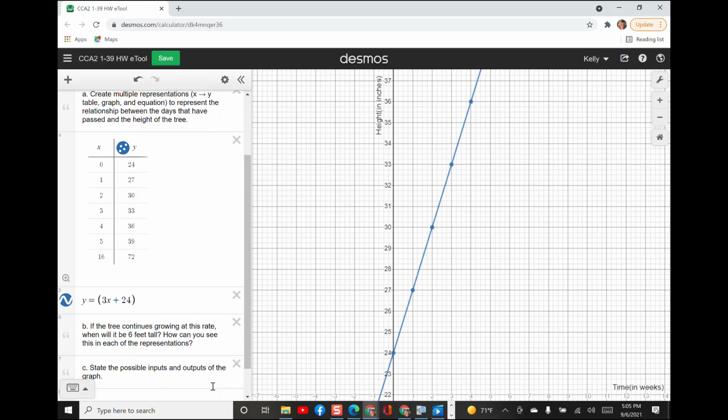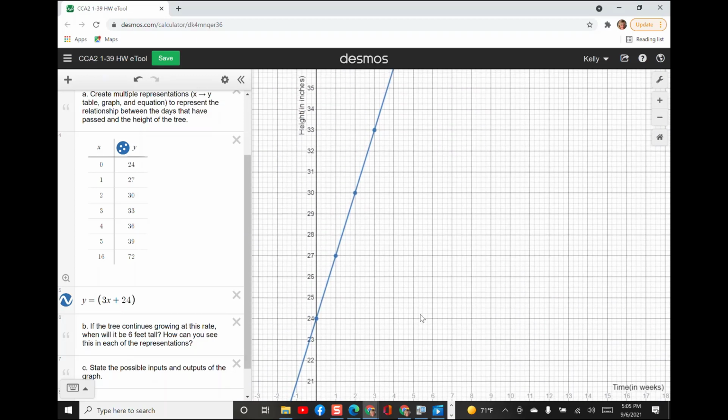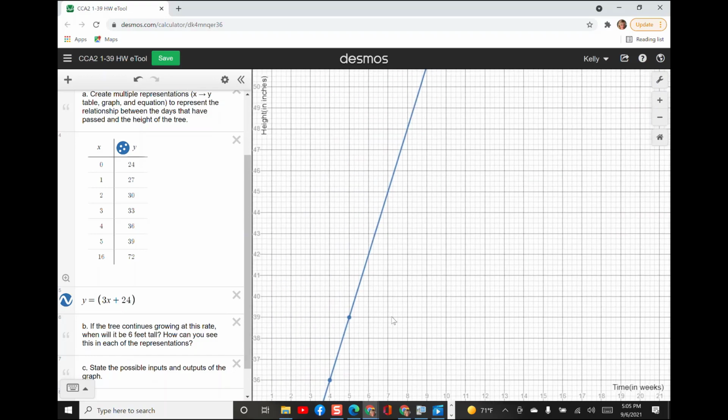The inputs are purely the number of weeks, and we can go on into infinity. I don't think we're going to, but we can, it's just the number of weeks for the particular problem. So if you have, where is it going to be at 10 weeks? Where is it going to be at 100 weeks? So that is the input. Now all of the outputs will be the dependent variable, and those are going to be the heights of the tree in inches. And you can do that all the way up the line and look for it.